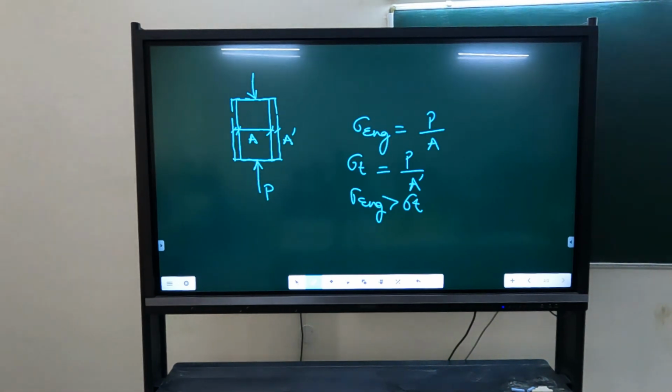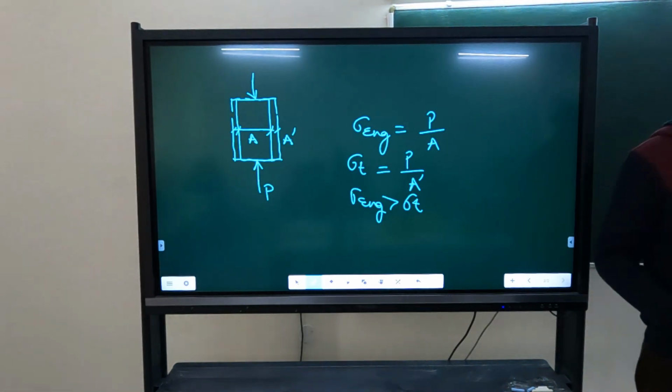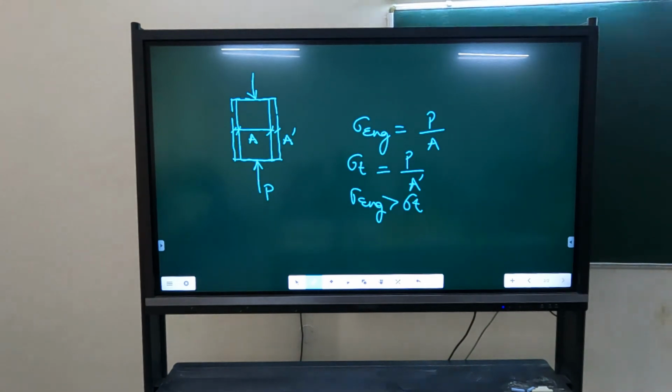Because the error you are making, you are thinking in terms of the applied stress. Think in terms of the error you are making. Actual area is A dash, but you are treating this as A. So which type of error are you making? Are you getting a higher value or a lower value? Area you are taking lesser. Actual area is more. You are taking lesser area. So the stress you will get will be higher or lower?